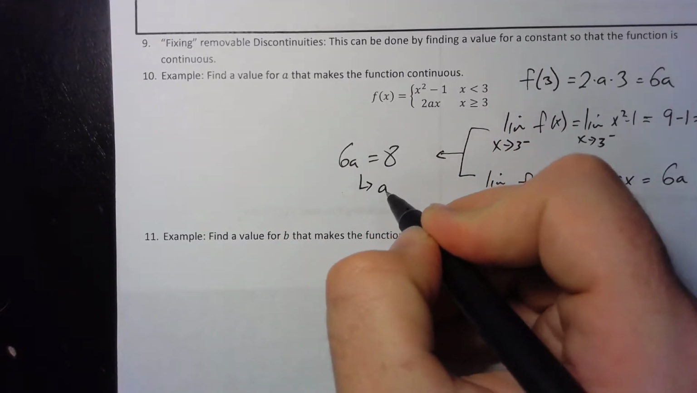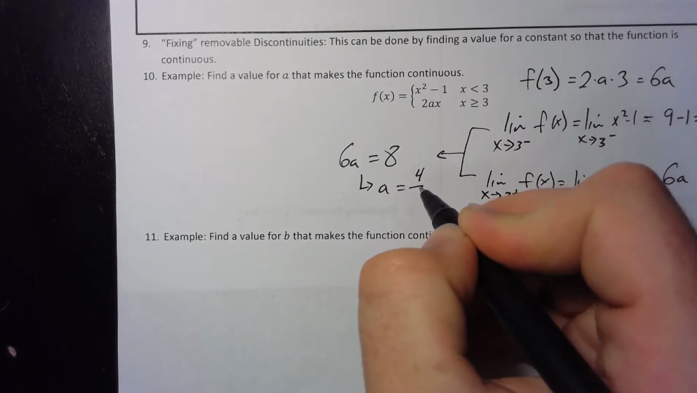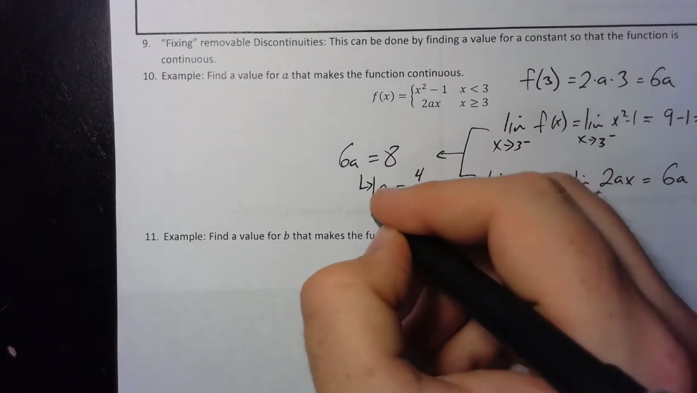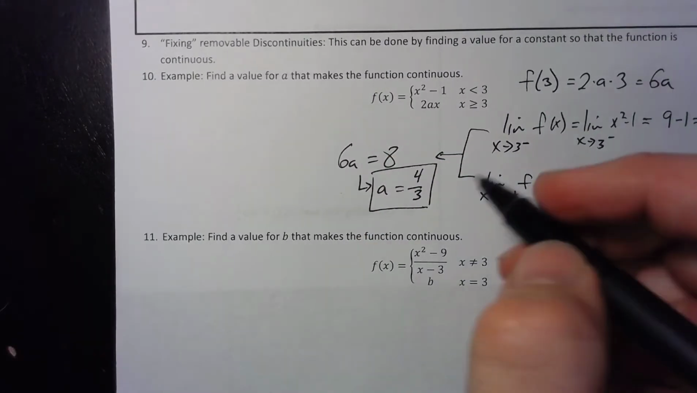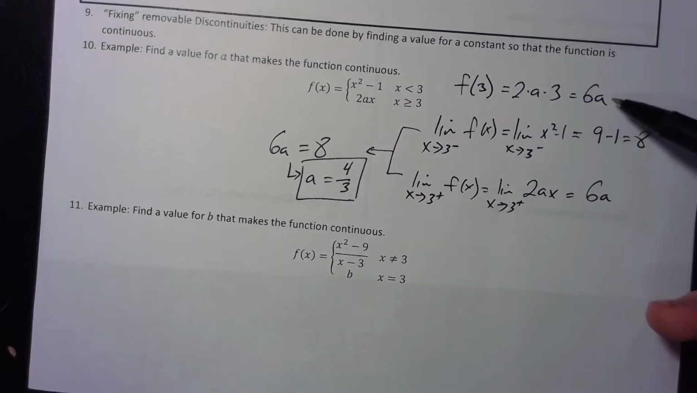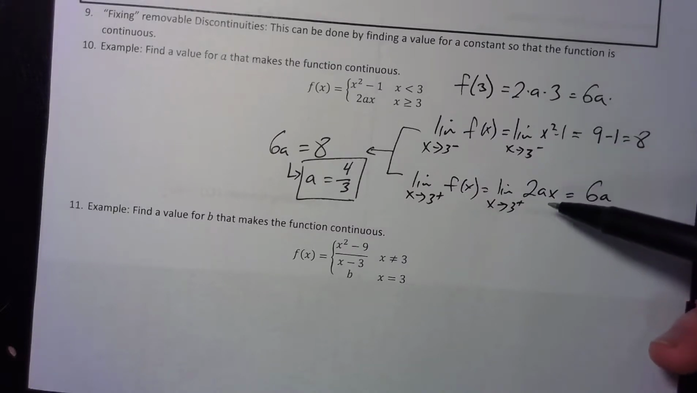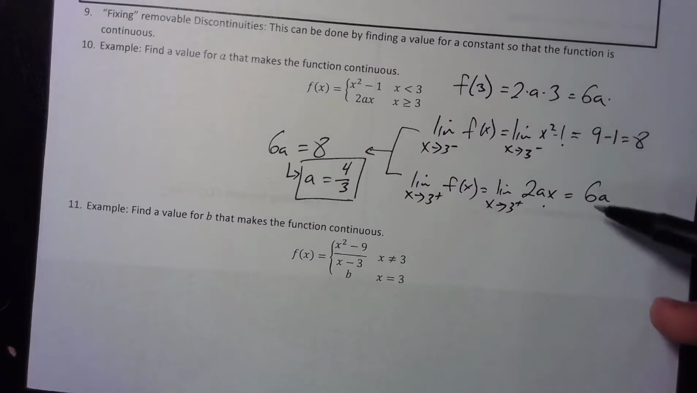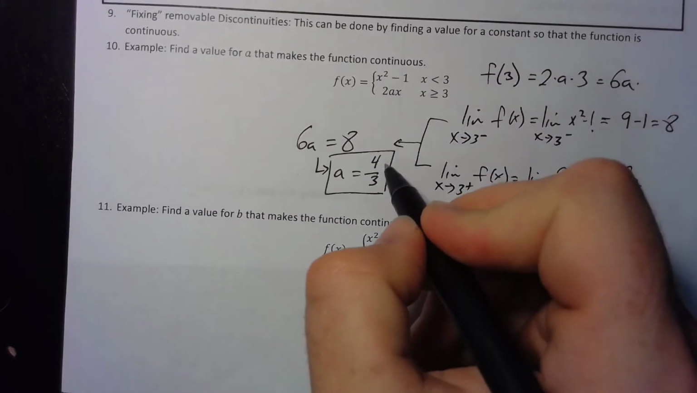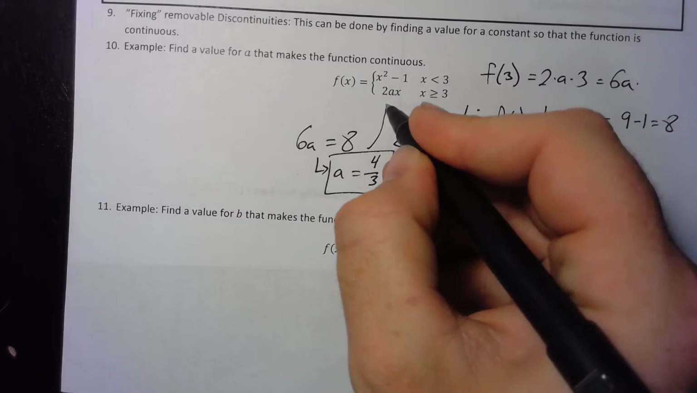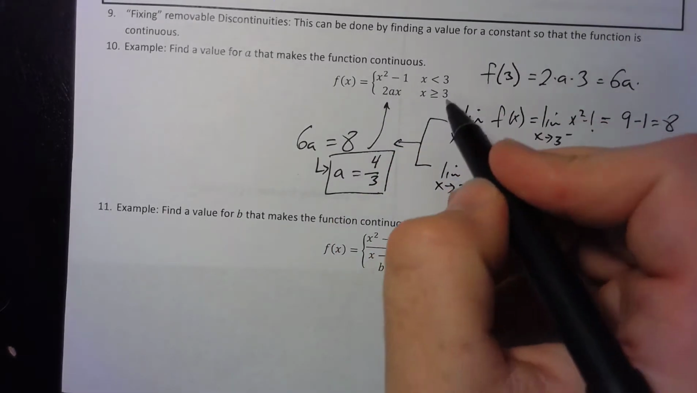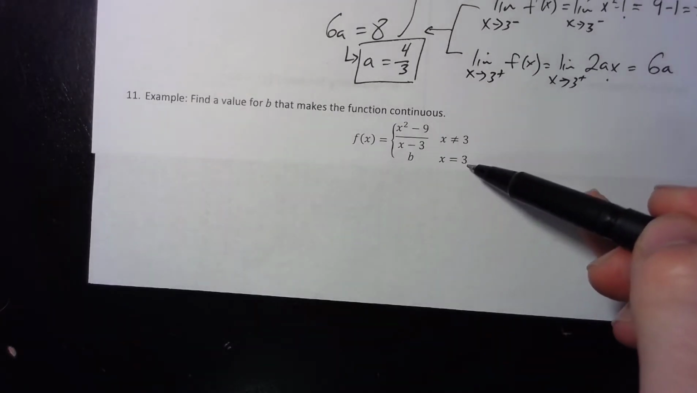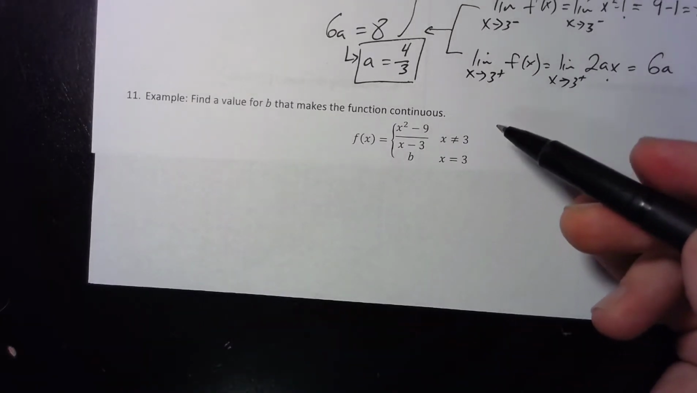Or in other words, I need a to be equal to 4 over 3, because I'm going to take 6, I'm going to divide both sides, and that's going to give me 4 over 3. So this a value will allow the function f of 3 to be equal to this sided limit already, and therefore equal to this sided limit, and then these two limits will also end up being equal. This is the value we were looking for to plug in for a in order to make sure that this function was continuous everywhere.